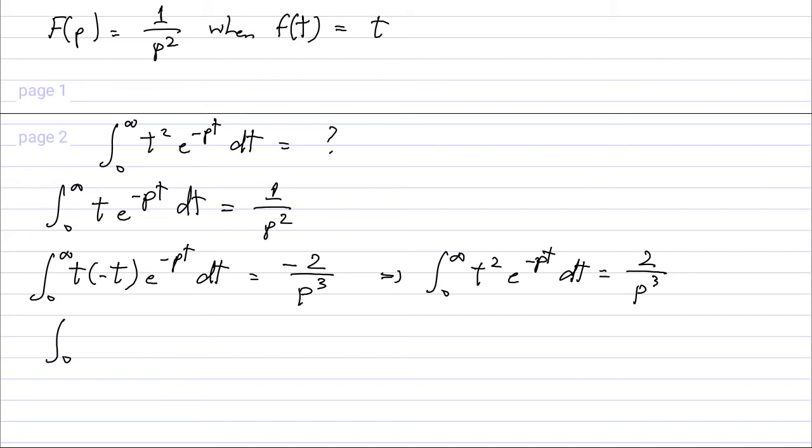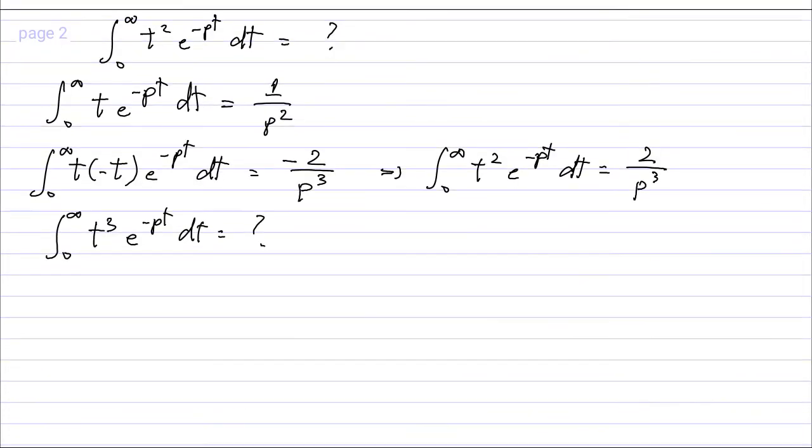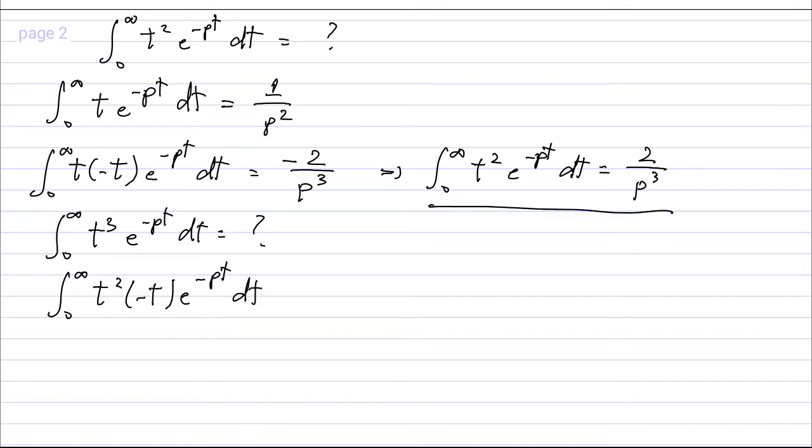Going on, if you have the Laplace transform of t cube, if this is what you need to find, then you know what to do. You take the previous one, differentiate it with respect to t, so you get essentially t square, and then you have minus t e raised to power minus pt dt. Okay, I'm differentiating this one. This is going to be equal to 2, and then you have minus 3 over p raised to power 4.